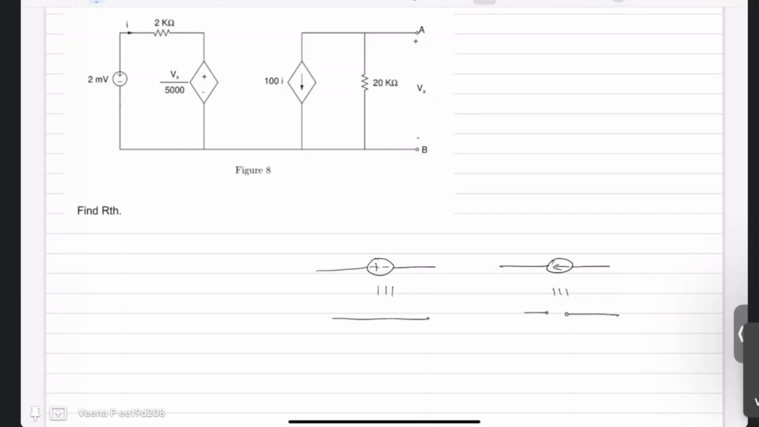But in the given case, the circuit has some dependent sources. In the case when dependent sources exist, we cannot do this because we don't know the internal resistance or impedance of the dependent source. So in this case, you will first see from where you have to find the Thevenin resistance. Here A and B are given and you are to find the equivalent resistance looking from this side.